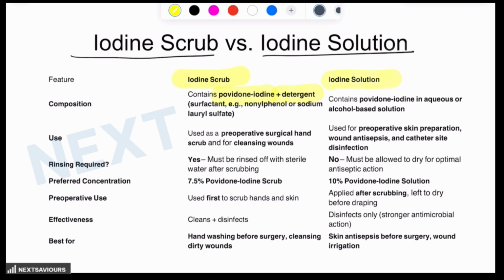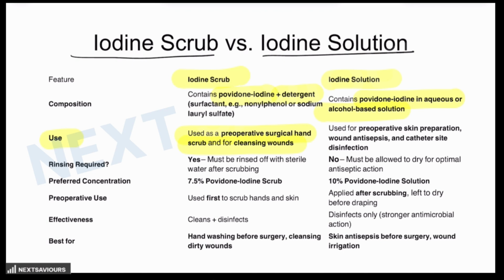On the other hand, the iodine solution contains povidone iodine in an aqueous or alcohol-based solution. So obviously it is non-foamy, it is liquid, thin, water-like, and it primarily disinfects. So it has no cleansing property. As far as uses are concerned, the scrub is used for pre-operative surgical hand scrub and for cleaning the wound as well as the part over which the surgery has to be performed.